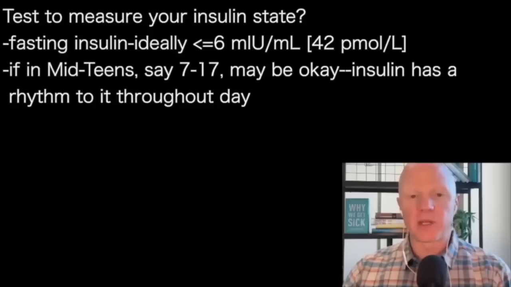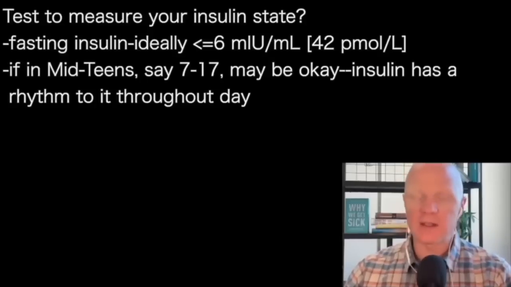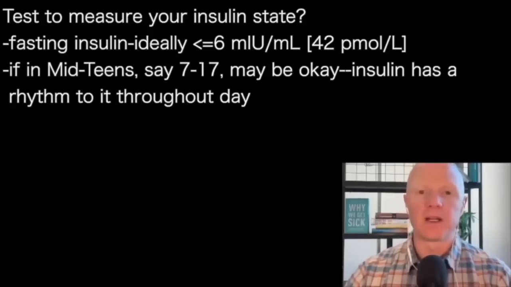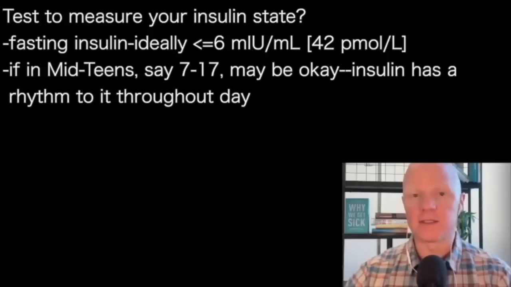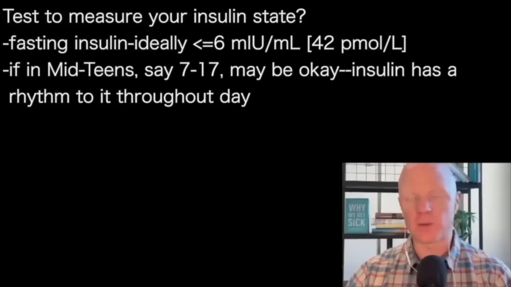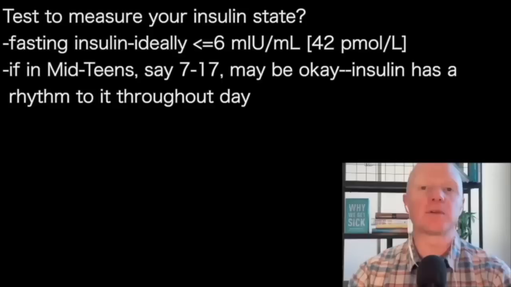Now, that brings us back to measuring: what are the actual tests that we can use to determine your insulin resistance state? One of them is fasting insulin. Insulin is a marker of insulin resistance. Ideally, that number is less than 6 in a fasted state. So if you're doing a 12-ish hour fast, you would love for that number to be 6 microunits per mil.